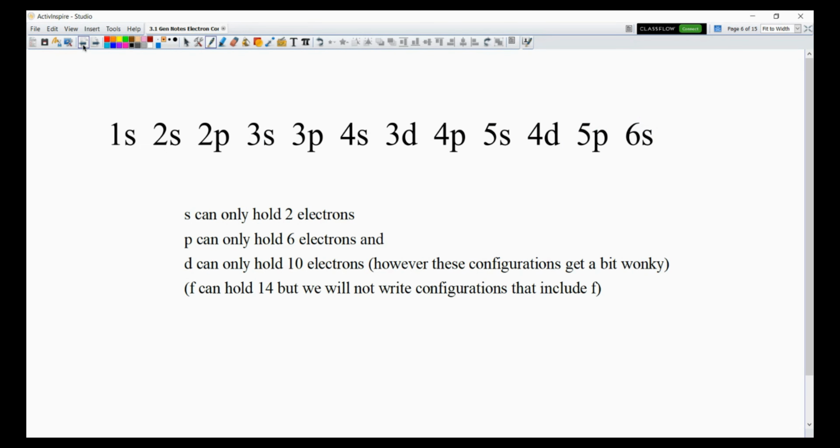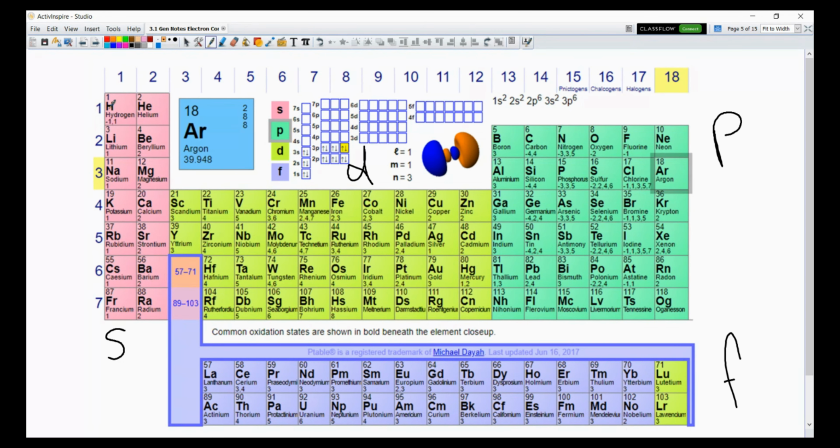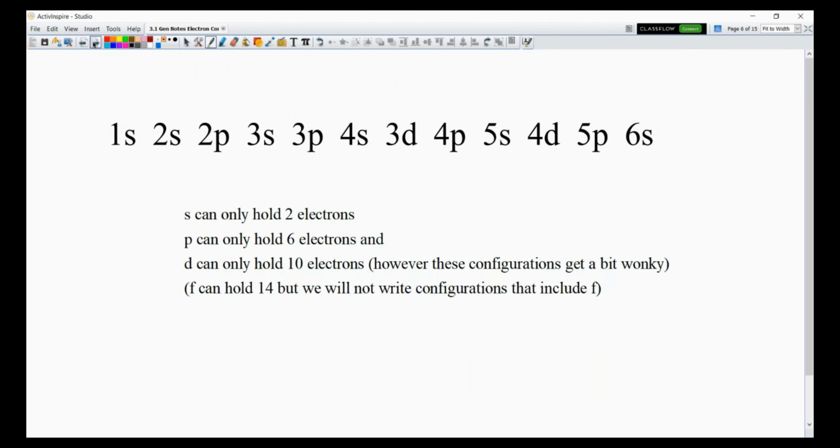Now, I don't want you to memorize that. I want you to learn that this is the s, this is the p, and this is the d. And then you just start like you're reading a book: 1s, 2s, 2p, 3s, 3p, 4s, 3d. So you see how it goes? You don't have to memorize anything, you just have to learn. You start here at the upper left, and you just go line by line. Now, the s orbital can only hold 2 electrons, the p can hold 6, and the d can hold 10.